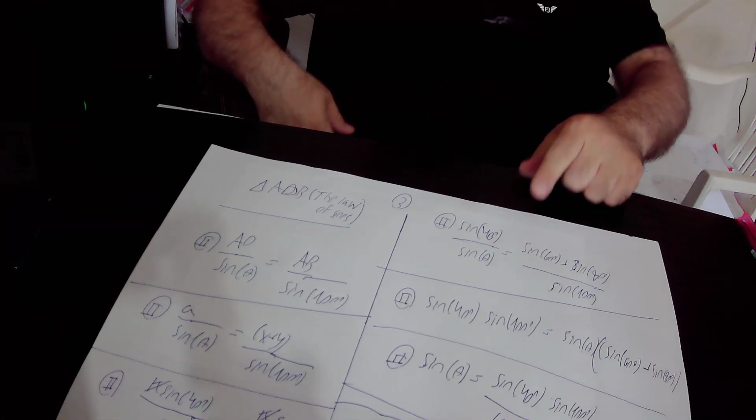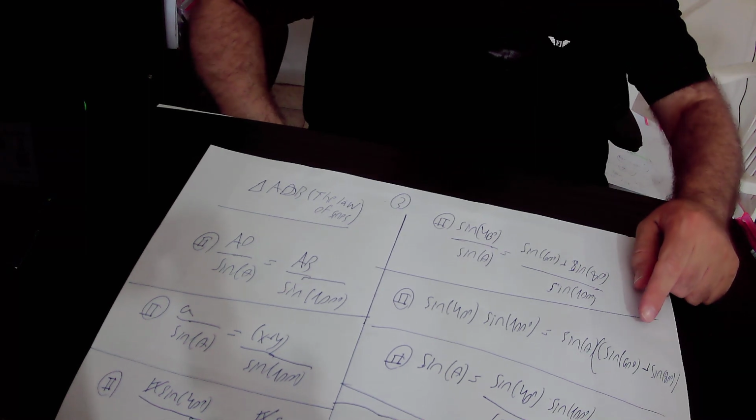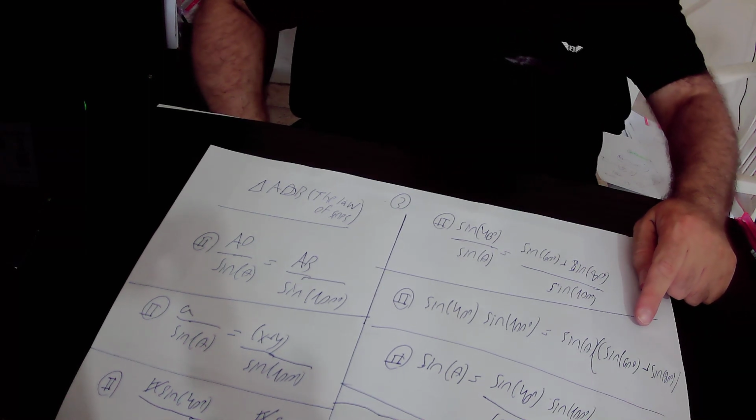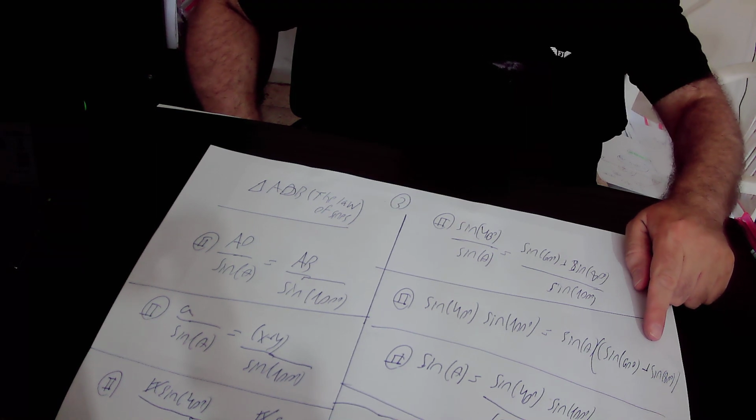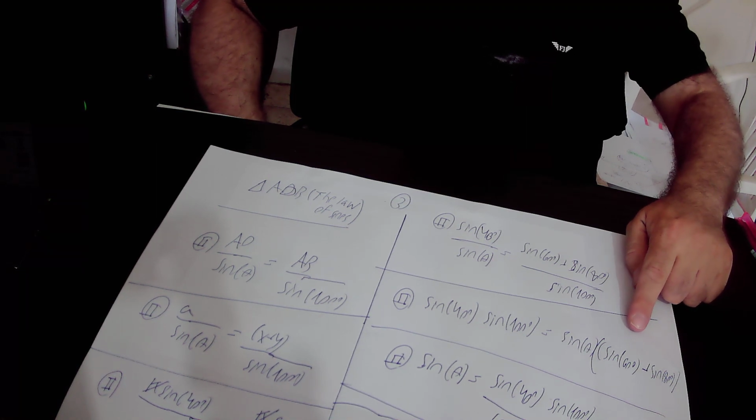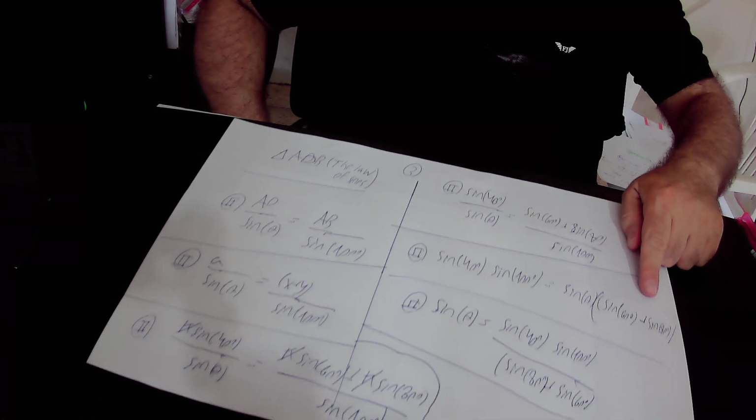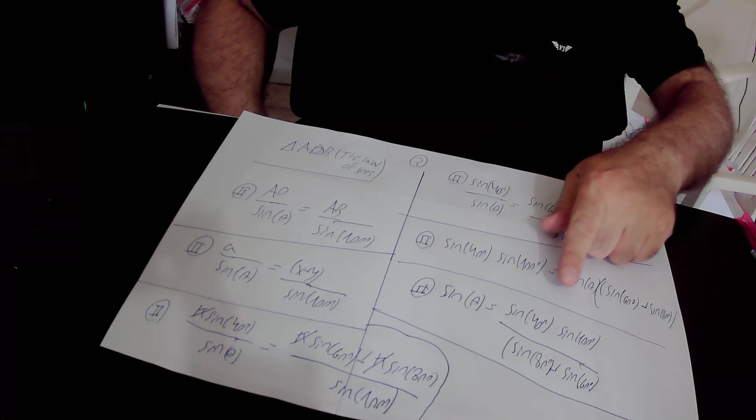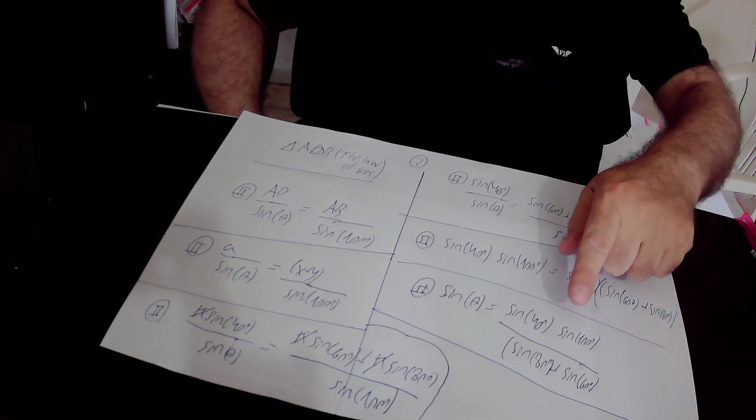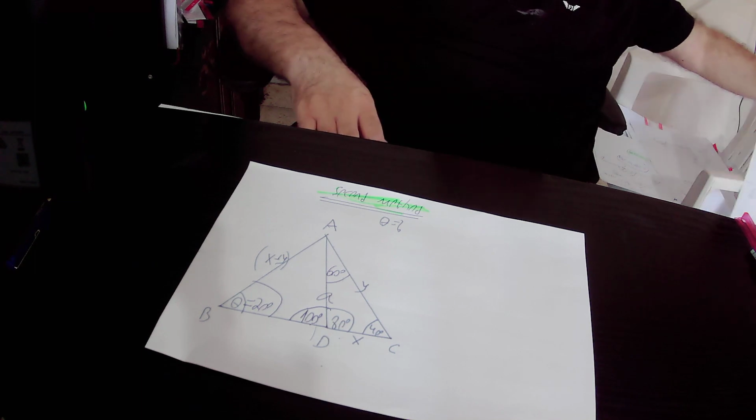Here we cross multiply this equation, equation number 2, and find that sine 40 degrees times sine 100 degrees equals sine theta times sine 60 degrees plus sine 80 degrees. Then we divide this equation, equation number 2, by sine 60 degrees plus sine 80 degrees, and find that sine theta equals sine 40 degrees times sine 100 degrees over sine 80 degrees plus sine 60 degrees.